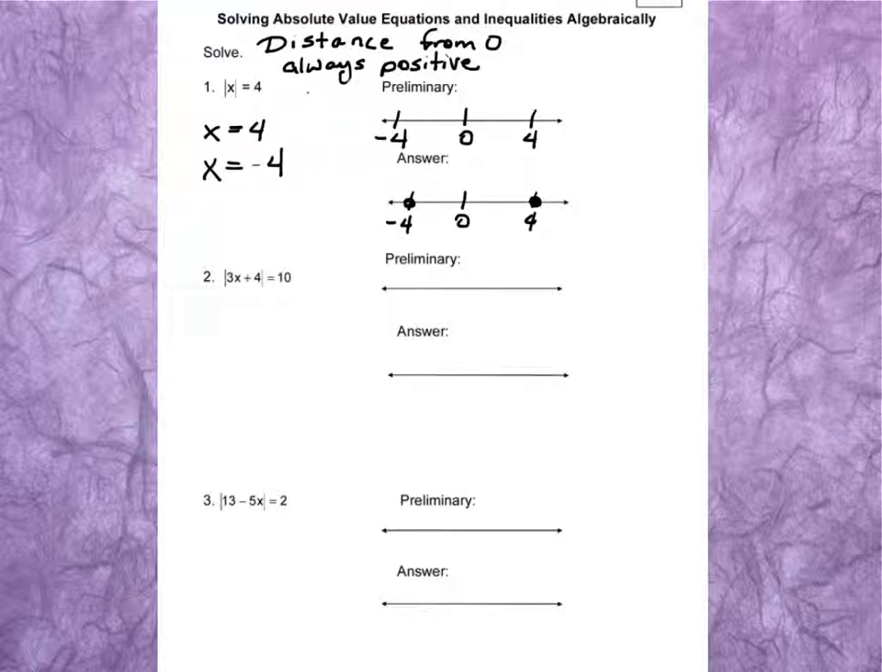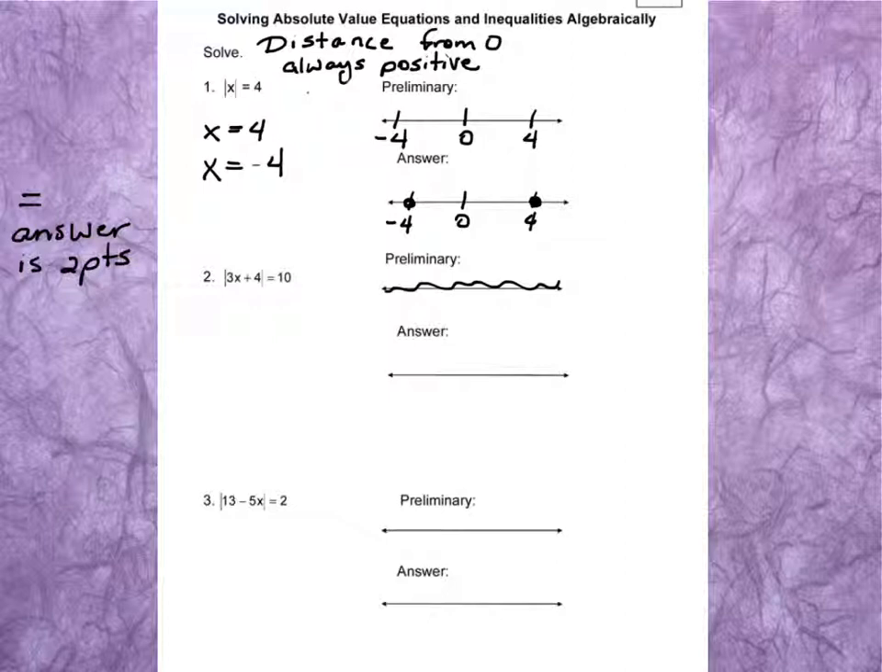So when you see this equals, we're going to get into inequalities in the next page, but if you have the equals, your answer is 2 points. They're not always equal distance from 0 because sometimes you've got an equation equals a number. Now, I'm not going to probably use this preliminary line. I'm going to just put the answer on the line.